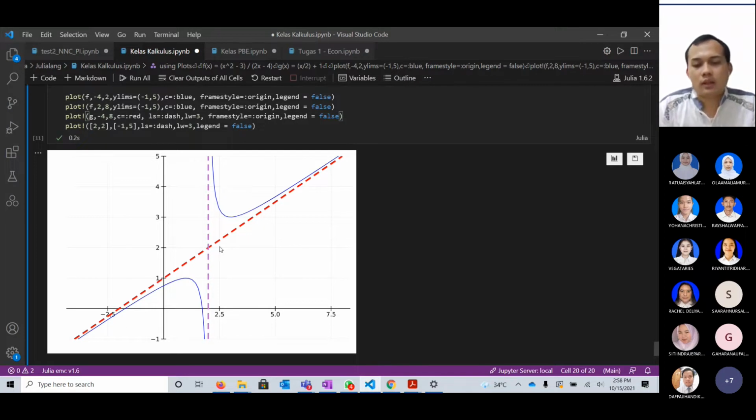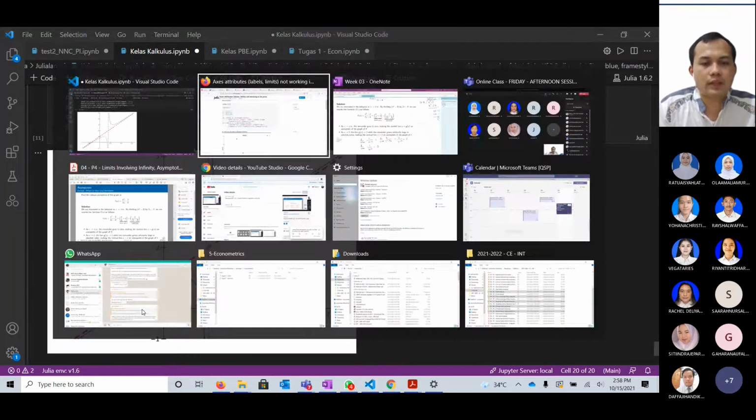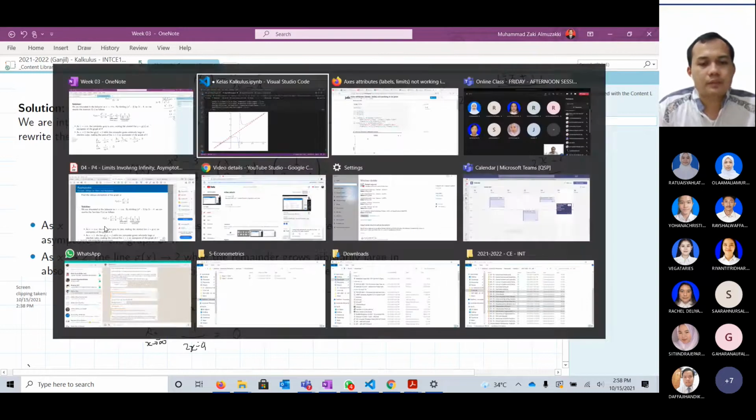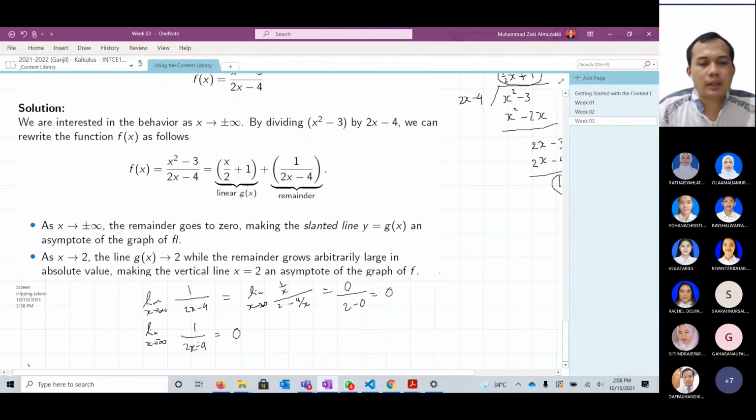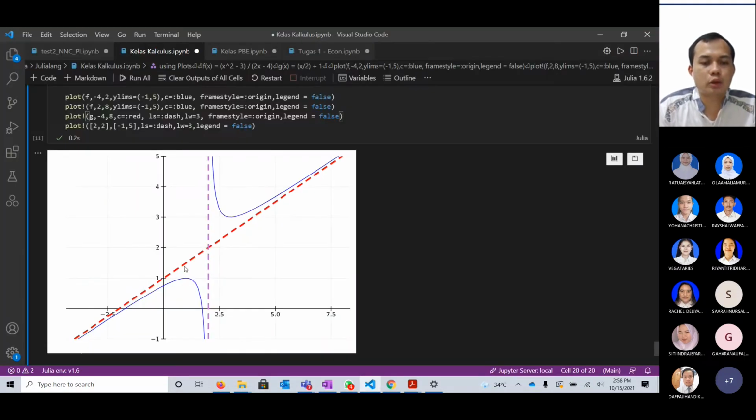Jadi di sini saya gambarkan plot yang warna biru adalah plot fungsi f(x) yang ada di sini. Kemudian yang warna merah ini adalah garis g(x), yaitu x/2 + 1, di mana dia adalah asimptot miring. Dan yang warna ungu adalah asimptot vertikal, karena limit kanannya menuju positif tak hingga dan limit kirinya menuju negatif tak hingga.